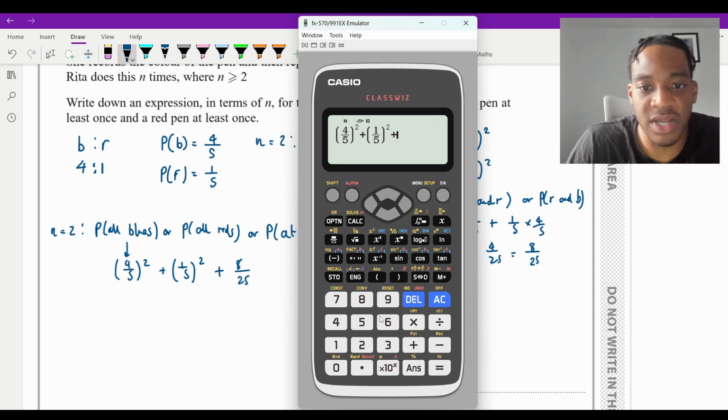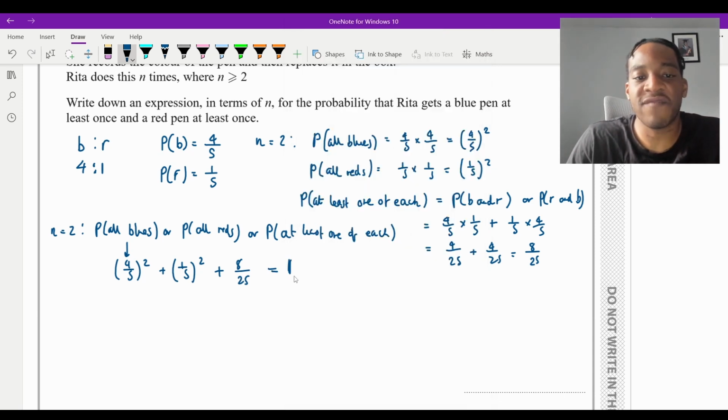This here plus 8 over 25, like this. This gives us 1, right? Which it does. This is important. This is very critical because now we can actually formulate an expression algebraically for the probability of at least one of each, which is what they're asking us for.